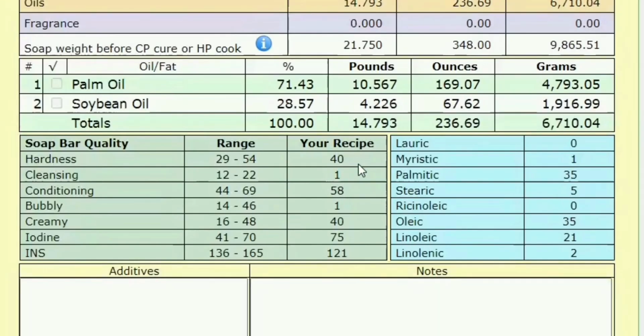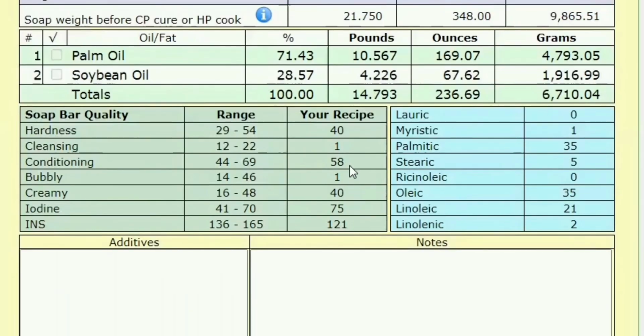Now, down here we have the quality of your soap, and I am going to share just my thoughts on this soap. You can see that this soap recipe has a cleansing value of 1, and the range is usually between 12 and 22. So I don't know how cleansing this soap would be with such a low value. And it actually has a really high value of conditioning and being creamy. And also down here you can see that the lather of the soap is really low.